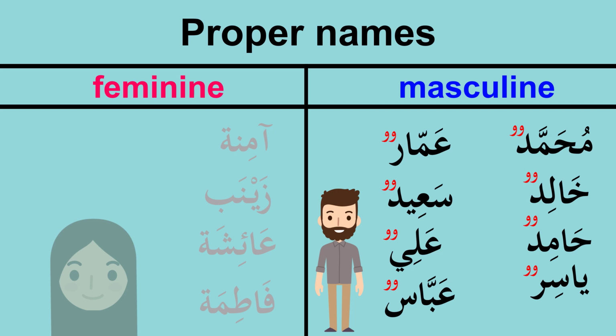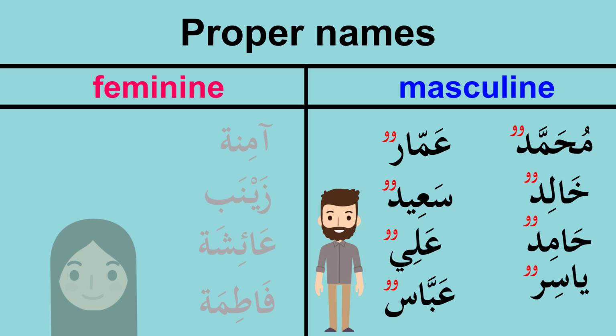So when you say Muhammad, it is Muhammadun. When you say Khalid, it's Khalidun. When you say Hamid, it's Hamidun. When you say Yasir, Yasirun. And when you say Ammar, it is Ammarun. Sa'id, Sa'idun. Ali, Aliyun. Abbas, Abbasun. Got the idea, brother and sister?